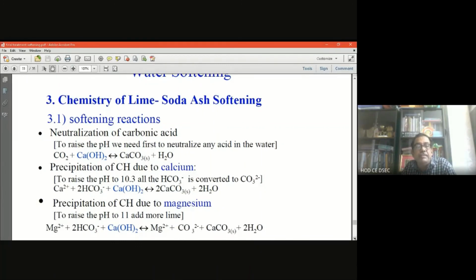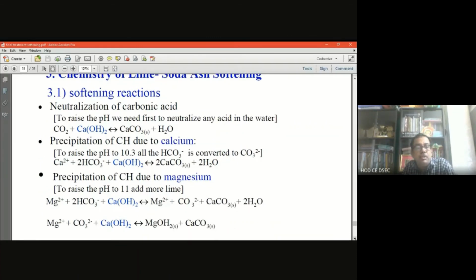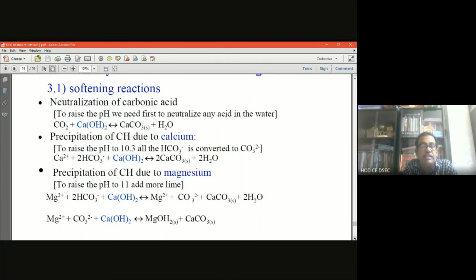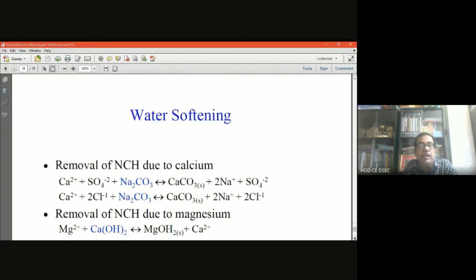Now, the precipitation of carbonate hardness due to calcium, I have shown you in the reaction, as discussed earlier. Again I am showing you the reactions. To raise the pH to 10.3, all the HCO3 minus is converted to CO3 2 minus. Then, for the precipitation of carbonate hardness due to magnesium, to raise the pH to 11, add more. You see the reactions: magnesium bicarbonate, adding calcium hydroxide. This is how calcium carbonate and magnesium hydroxide are precipitated. So this is all about the removal of the hardness.